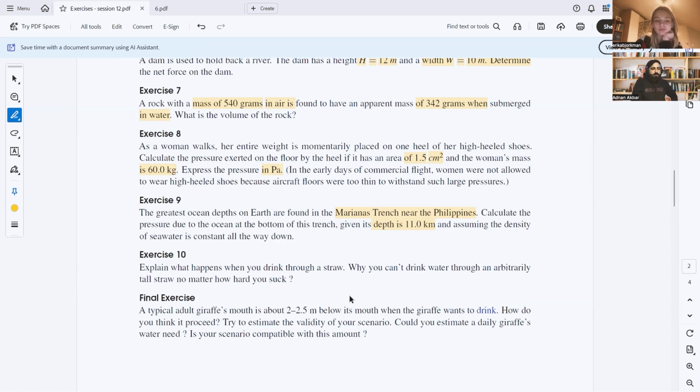But here the question is different. If the straw has more length, then it is not possible for you to suck the liquid into your mouth. So why can't you drink water through an arbitrarily tall straw, no matter how hard you suck? We have to discuss it. By reducing pressure in your mouth, atmospheric pressure on the liquid surface outside pushes the liquid up in the straw. That is actually the rule to suck the water in the straw.